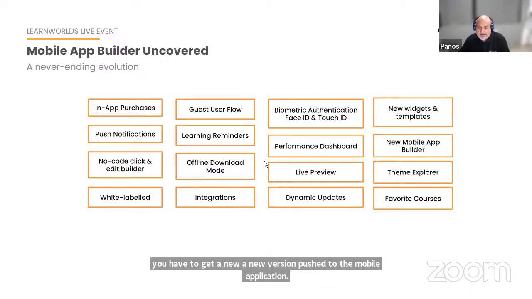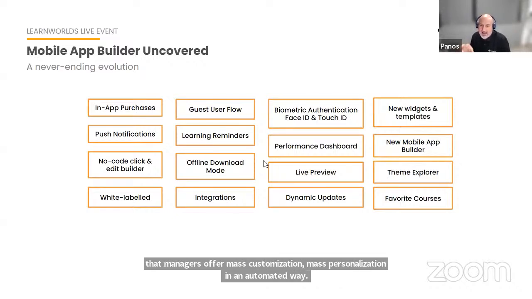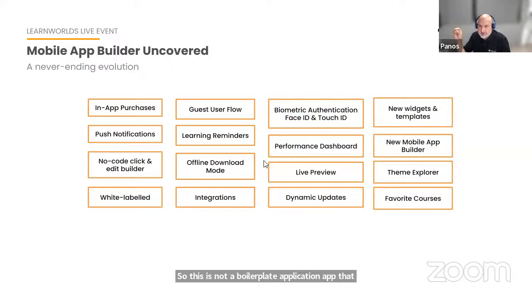Why are we able to do that? Because there's an amazing design and engineering team behind this product that manages to offer mass customization, mass personalization in an automated way. So this is not a boilerplate app that everybody gets the same and you just change a logo. With what Georgia showed, every application is unique. You might check out hundreds of mobile applications created by LearnWorlds, and you will never imagine that, with these kinds of unique paths and unique experiences, it's the same kind of application.